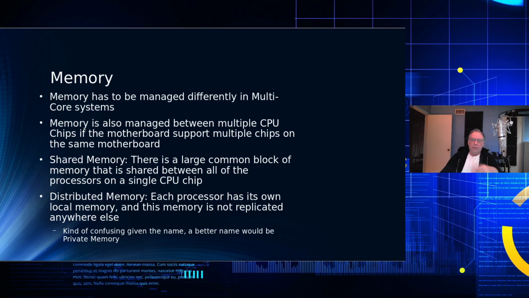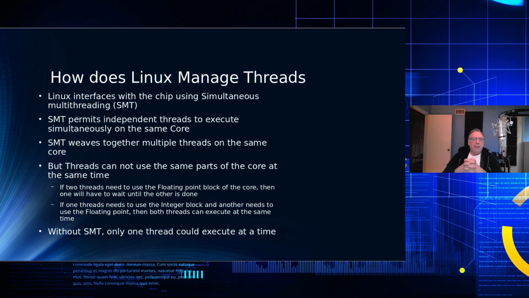Some L2, we'll get into that. So how does Linux manage threads? Linux manages threads through something called simultaneous multi-threading, or SMT. SMT provides independent thread execution simultaneously on the same core, but there are some rules. SMT weaves together these threads on the same core so that they appear to have some kind of execution that's occurring simultaneously. But threads cannot run on the same parts of the CPU.